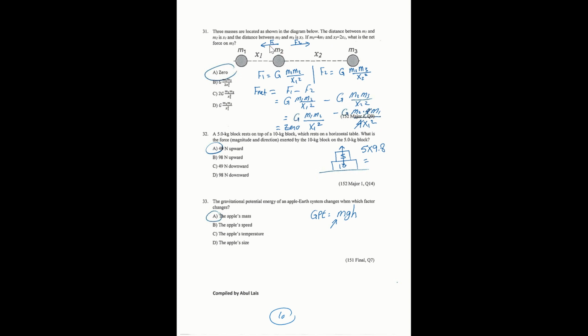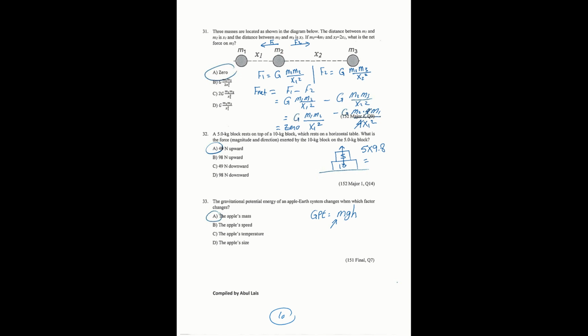Now, also M3, let's check where M3 is. It was somewhere, yeah, it is here. M3 equals 4M1, so I can now replace M3 with 4M1. Now you cancel 4 with 4. So you end up with G M1 M2 over X1 squared minus G M1 M2 over X1 squared. Can you see this? These are exactly the same, so they will just cancel out and the net force should equal 0.